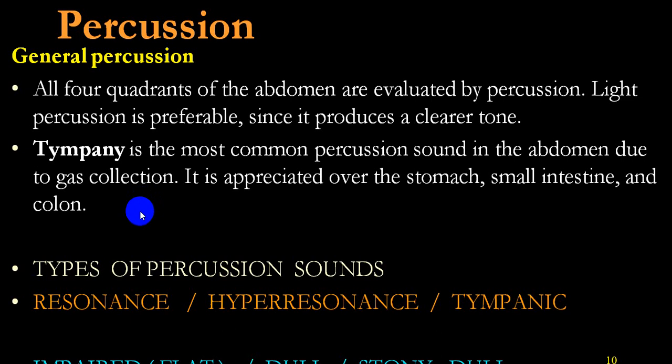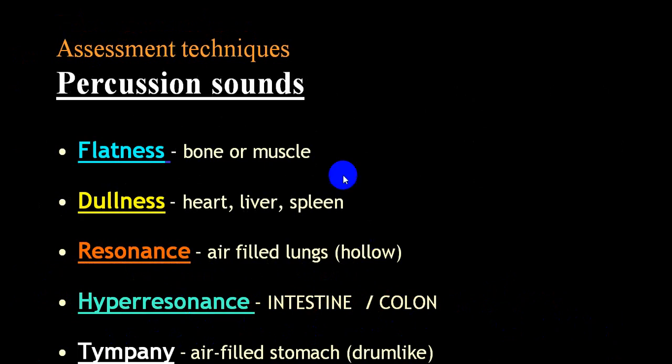So there are different words which are being utilized, which is the terminology we will be using. We already mentioned that as far as resonance is concerned, there are three common words: resonance, a little extra resonance we call hyperresonance, and when it is more than hyperresonance we use tympanic. And as far as the impaired note is concerned, we call it an impaired note or a flat note, dull note, and when it is like percussing on a wall, it is called stony dull. These are the common terms which are being utilized.